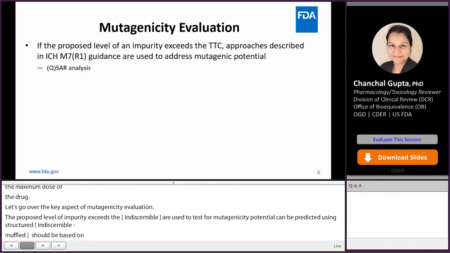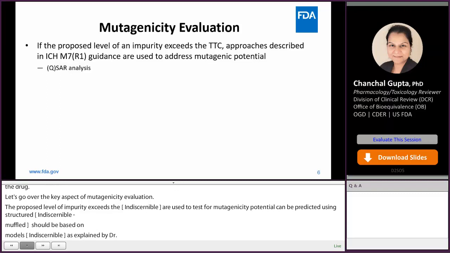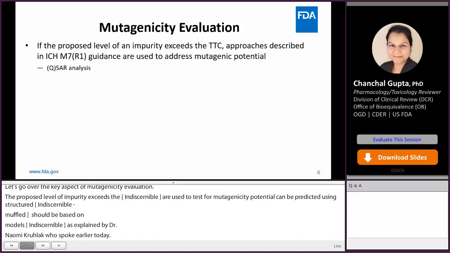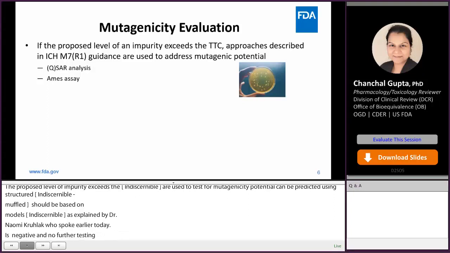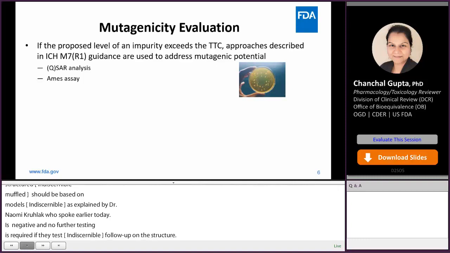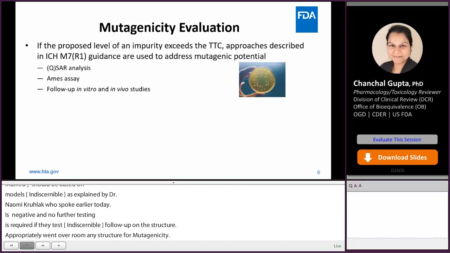If an appropriately conducted QSAR analysis predicts that an impurity is negative for bacterial mutagenicity, then no further testing is required. If the QSAR analysis identifies a structural alert for mutagenicity, an Ames assay can be performed to follow up on that structural alert. An appropriately conducted negative Ames assay would overrule any structure-based concerns for mutagenicity. However, if the Ames assay is positive, follow-up testing using in vitro and in vivo assays as described in ICH-M7 is warranted.